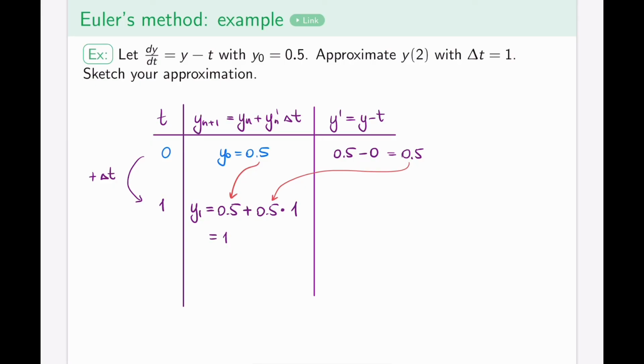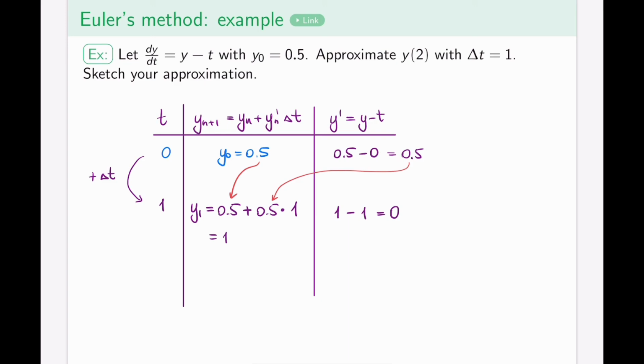Which turns out to be just 1. I'm now going to compute the next slope, so I can use it in the next line over. In this case, again, the slope is y minus t, so it's the y value minus the t value. So my slope here is going to be the y value, which is 1, minus the t value, which is also 1. So the slope is going to be 0. That's a little bit different, but it shouldn't affect how we proceed with the method.